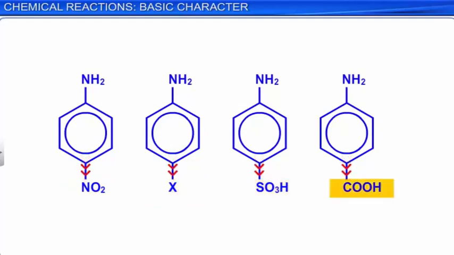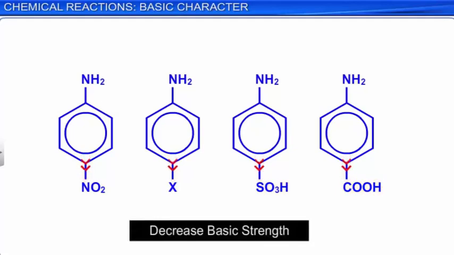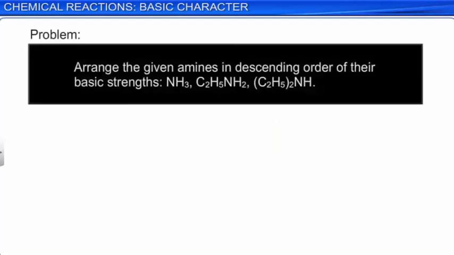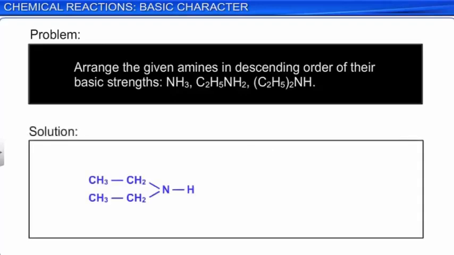Here's a problem for you to try. Arrange the given amines in descending order of their basic strengths. Try to work out the answer yourself before checking the solution. The descending order of basic strengths of the amines and ammonia is dimethyl amine is greater than ethyl amine is greater than ammonia. This is explained on the basis of the +I effect of the alkyl groups.